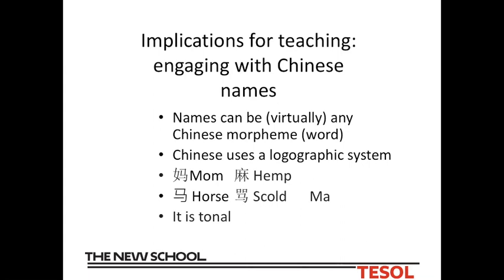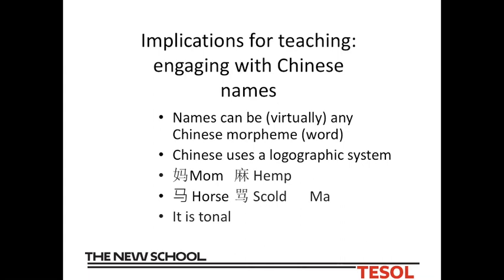But as I say, names can be virtually any Chinese morpheme. There are over 50,000 characters in Chinese. It's reading and writing very complicated. Chinese is the only widespread use of a logographic system where each symbol represents a word. Now, all four of these, mom, hemp, horse, and scold, are pronounced ma. Okay? But they're not all pronounced ma because it's tonal.